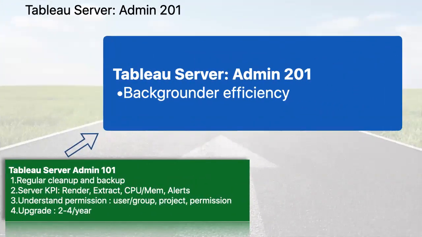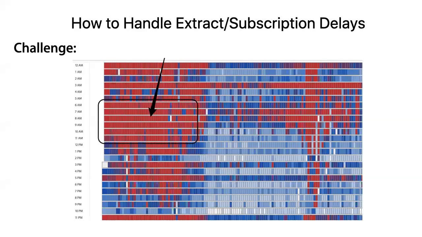All right, those are Server Admin 101 quick overview. Let's dive into the background efficiencies. The challenge we are facing together, very common, is the background delays. No matter if it's subscriptions, extracts, or flow delays, very common. Just like the rush hour, people want to submit their schedule right after ETL completion. Got a lot of delays in the early morning, very common.